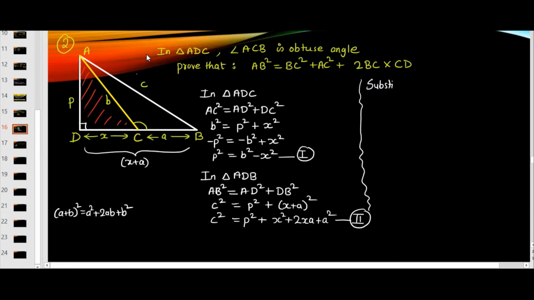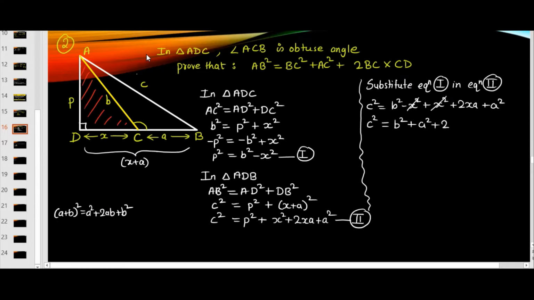Substitute equation 1 in equation 2. So equation 2 is C square equals, in place of P, I will write this equation 1. So it is B square minus X square plus X square plus 2XA plus A square. If you see here, something is getting cancelled. We have negative X square and positive X square, so we can cancel this. What is remaining? C square equals B square plus A square plus 2XA.